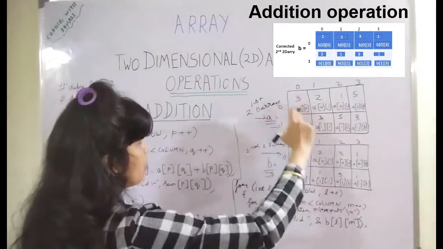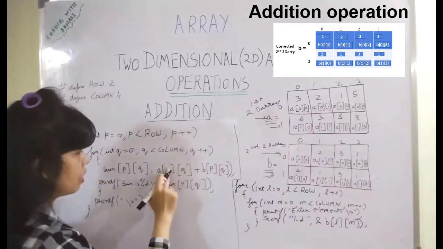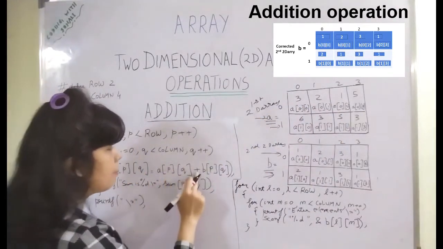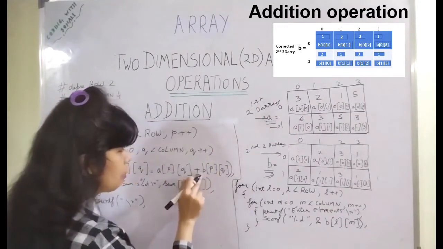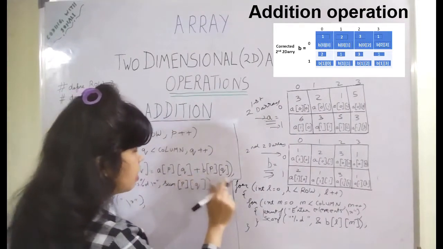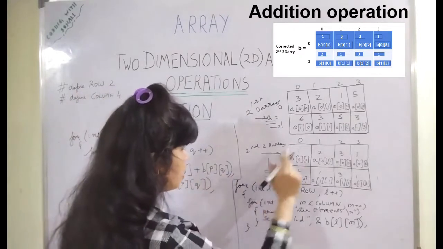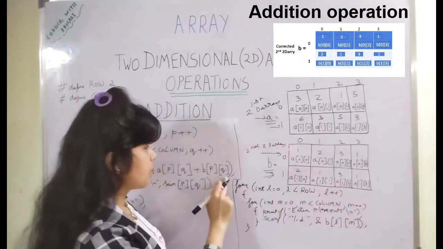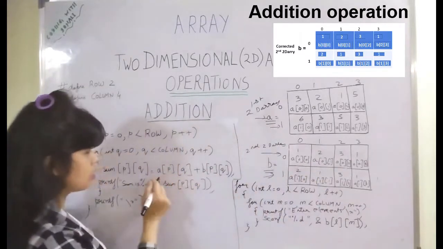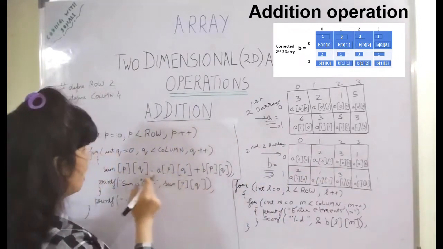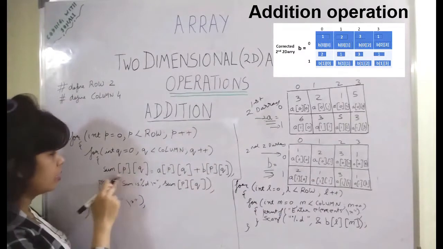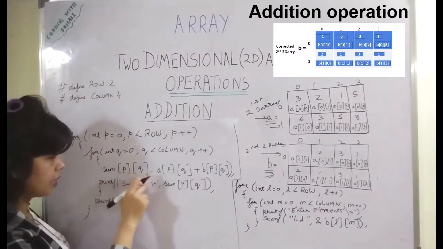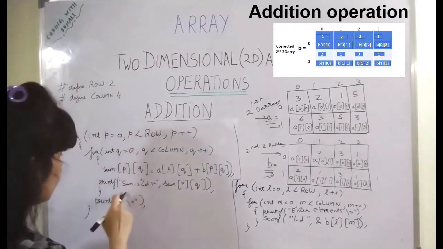we are adding A, which is the name of the first 2D array, A[p][q], plus, we are doing this operation of addition, that is plus, adding this with the second 2D array whose name is B. So B[p][q]. So we are doing these things. This addition I am performing and storing in the resultant 2D array whose name is sum, and we are storing element by element. And then I am printing it.